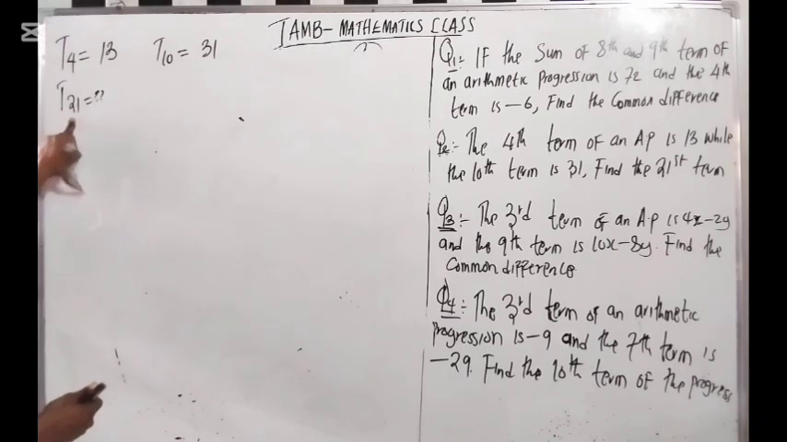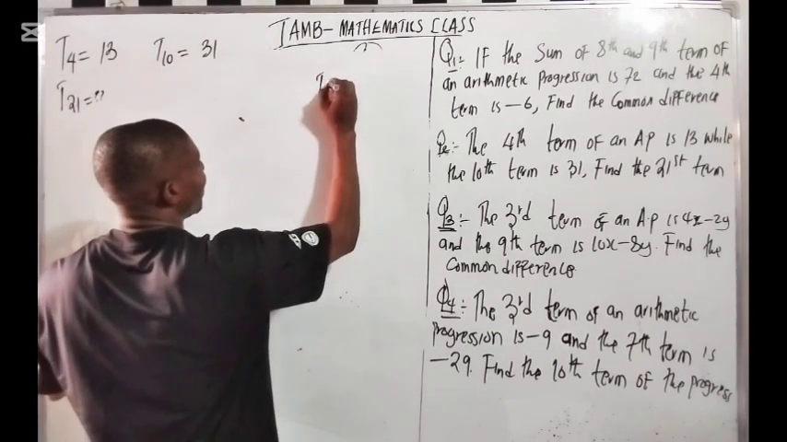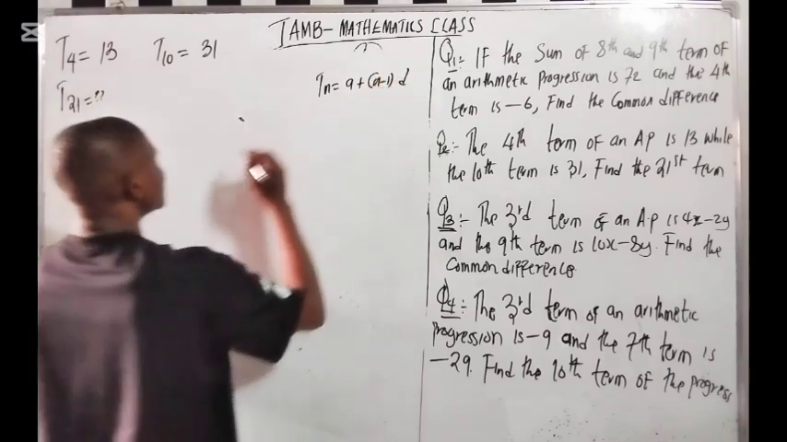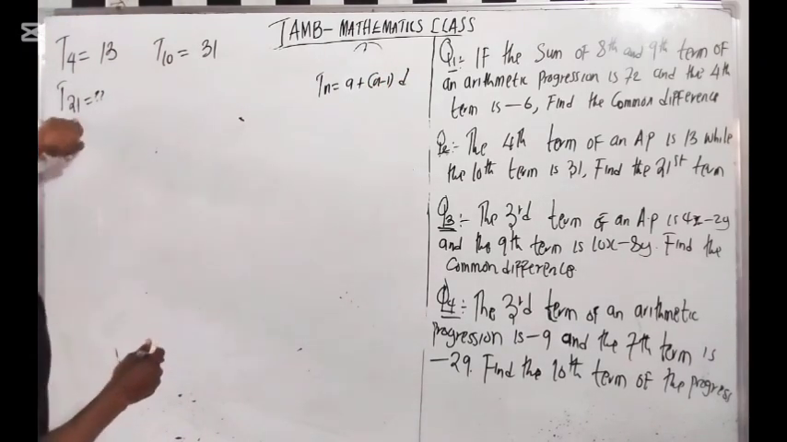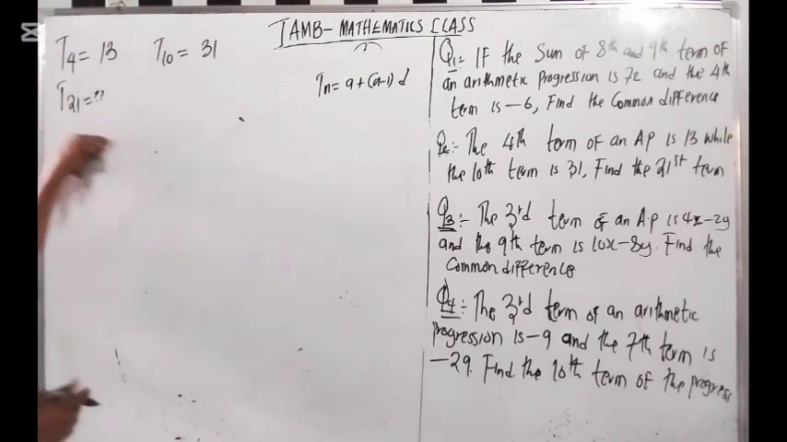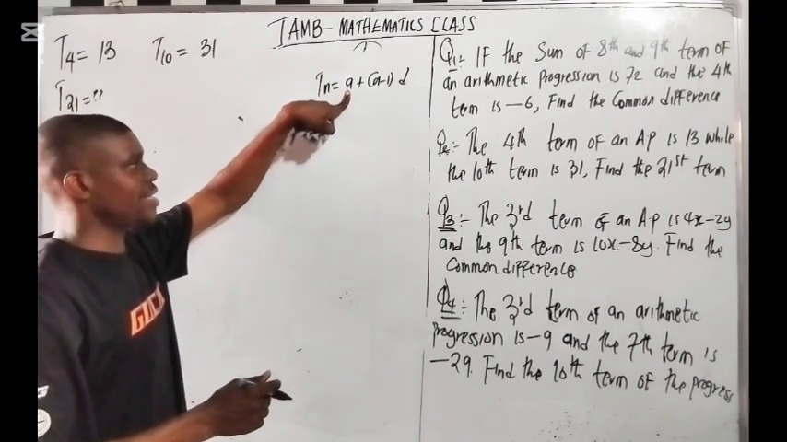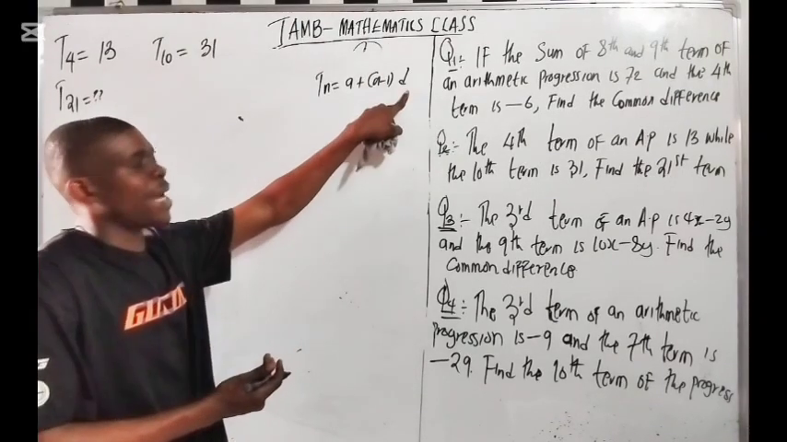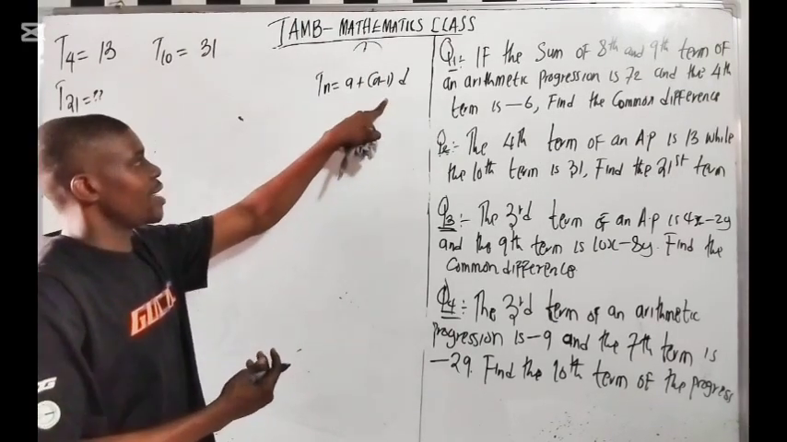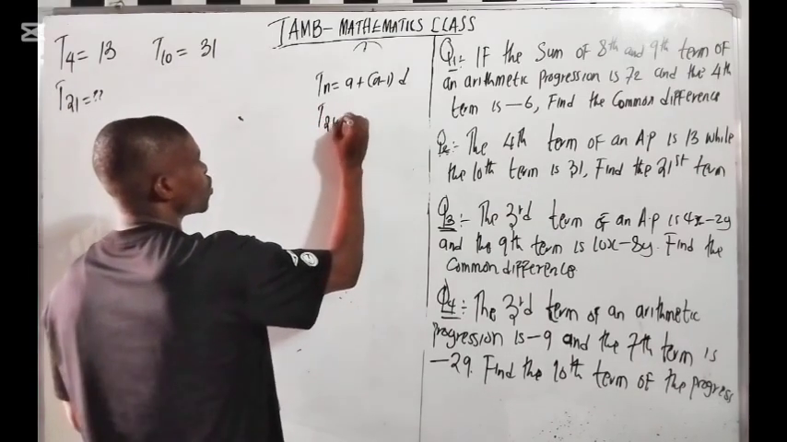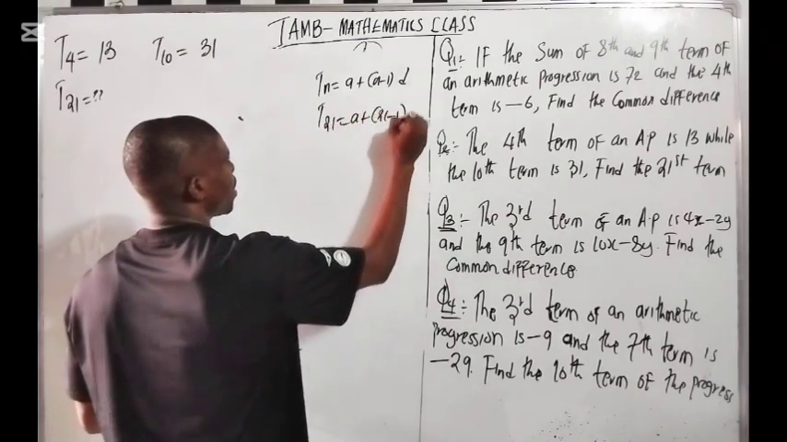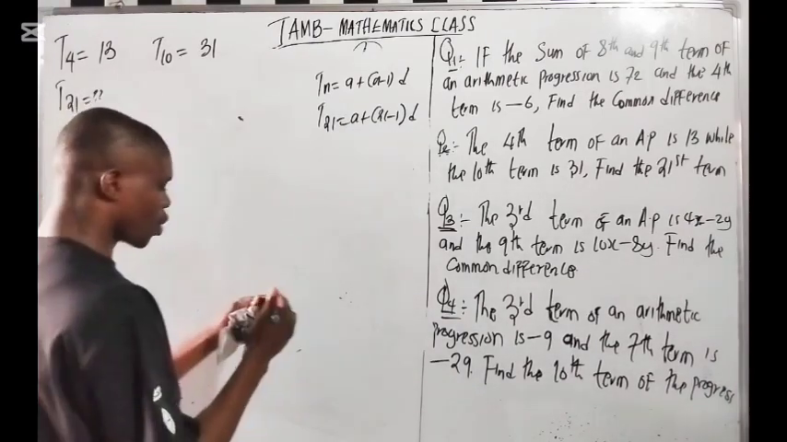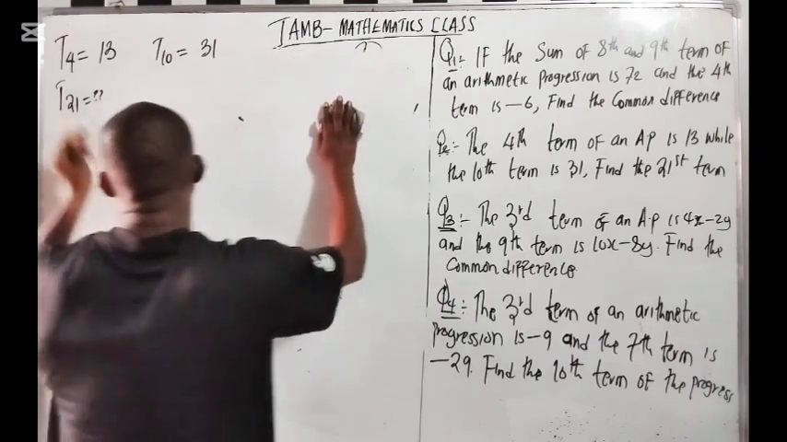Now, for you to be able to get this one here, remember, Tn equals to what? a plus n minus 1 d. Now, for me to be able to find the 21st term here, I need to know my first term and my common difference. Do you understand? So once I know my first term and my common difference here, I can use what? So the value here, I say T21 equals to a plus 21 minus 1 d, right? So how do we now get our first term and the common difference? How do we solve it here? We have to make use of this one here.